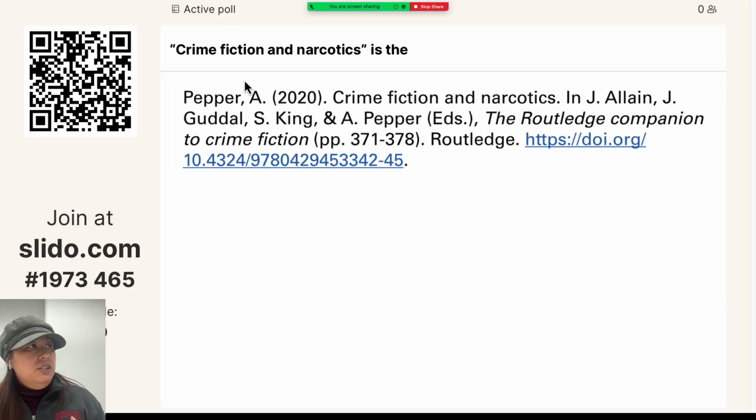Let's look at this next question. Pepper A is the author in J. Allen Goodall as King and Pepper. Remember what we said before, this first title is going to be the actual source. So this time we talked about this being the chapter name, right? And then it's in the book, The Rutledge Companion to Crime Fiction. So it's in this book, published by Rutledge, found on this page, and so on.